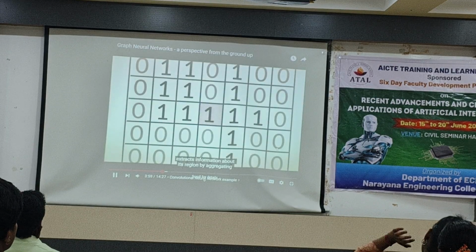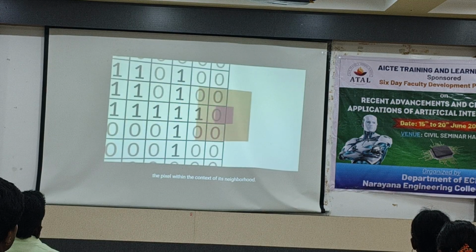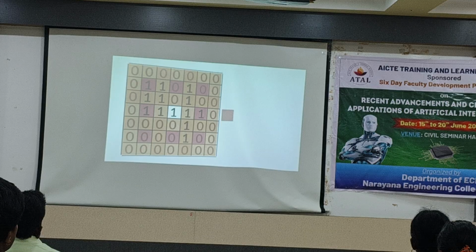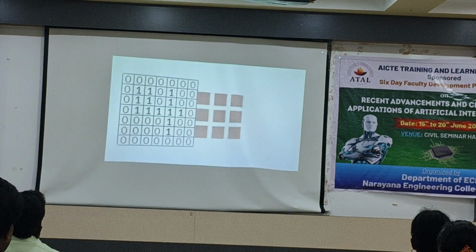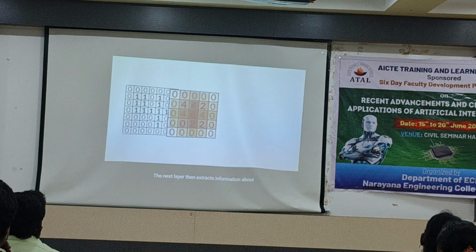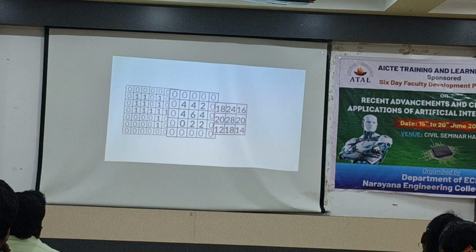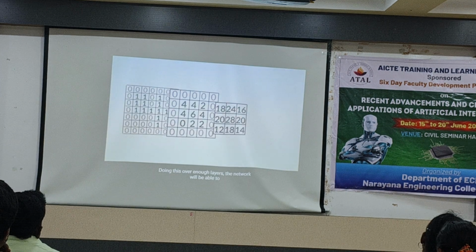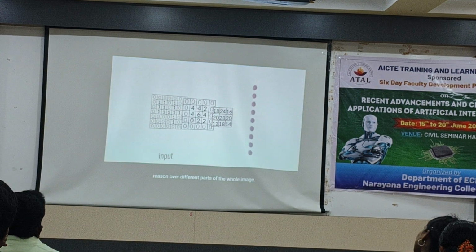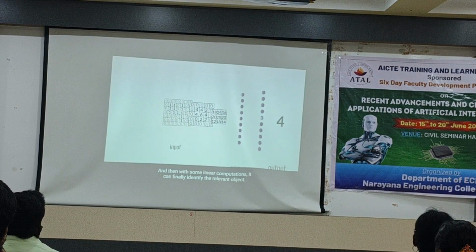The layer extracts information about its region by aggregating the pixels within the context of its neighborhood. The next layer then extracts information about that region within the context of its neighboring regions. Doing this over enough layers, the network will be able to reason over different parts of the whole image. And then with some linear computations, it can finally identify the relevant object.